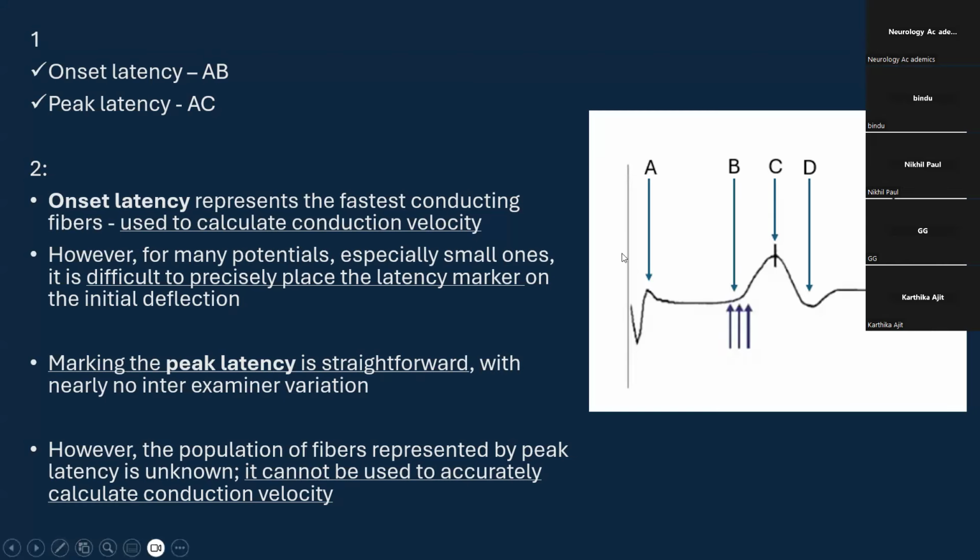This one is a SNAP study. We use peak latencies mainly for interpretation because peak latencies are more useful, as the inter-examiner variation is less. For onset latency, marking can be at any of the shown arrows, so it varies and changes the report.